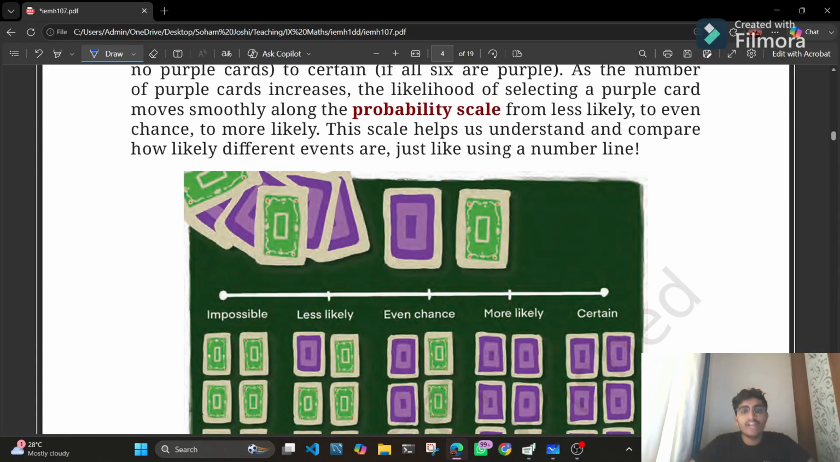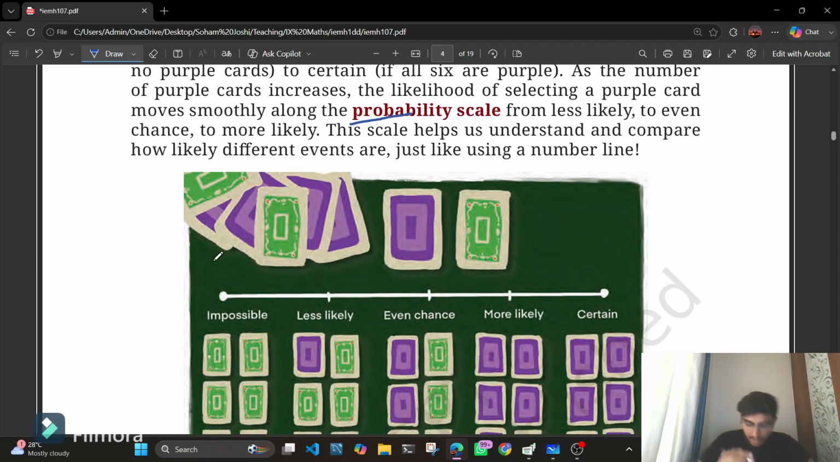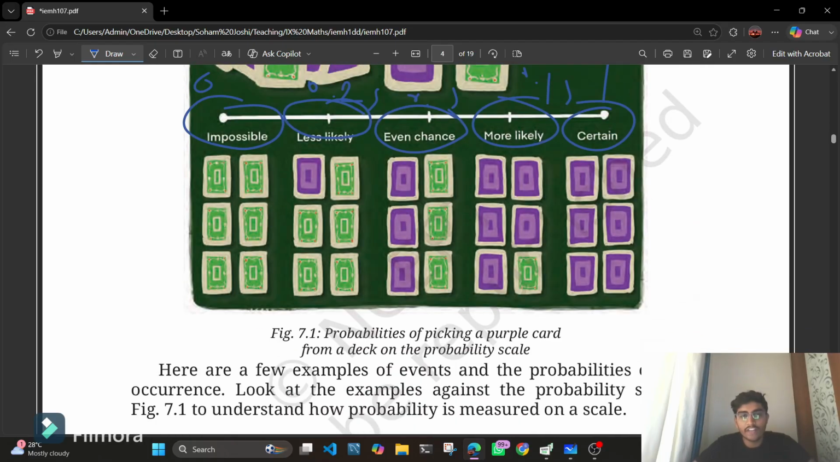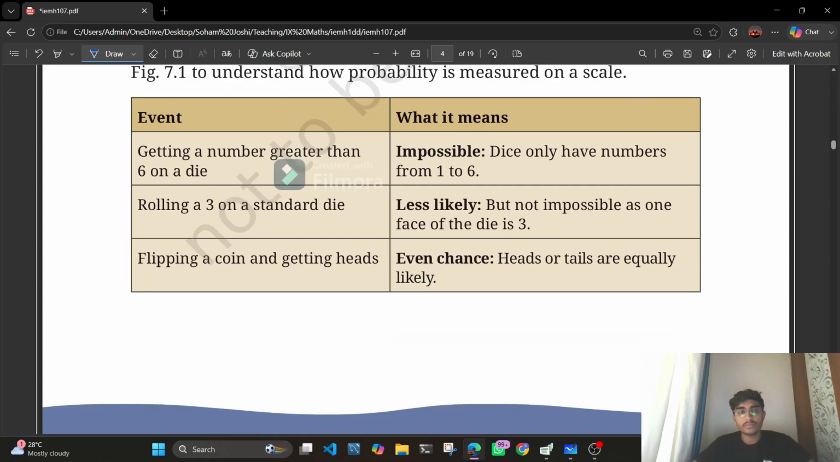That is why we have a probability scale. You can see here that we have impossible, that is 0, less likely, even chance, more likely, and certain. I've just divided it out of 100. So here it comes 0, here is 1. Here we get 0.25, here 0.5, and here 0.75. That is only a reference. Do not consider it as a very certain thing, right? Here we are given events and what they mean.